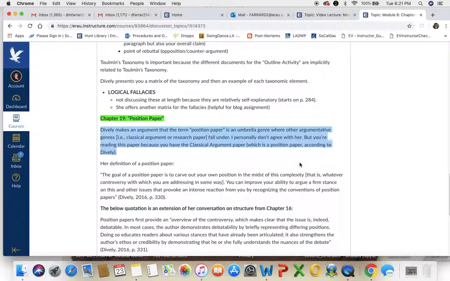I'd actually never heard the word position paper until I read her textbook when I started teaching this class. But that's what she starts with, just justifying why she calls this chapter position paper. And you're reading this chapter because you have the upcoming classical argument paper, which according to Dively is a position paper. So that's how this chapter is relevant.